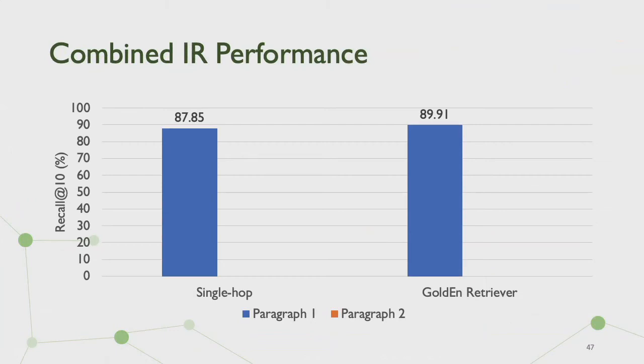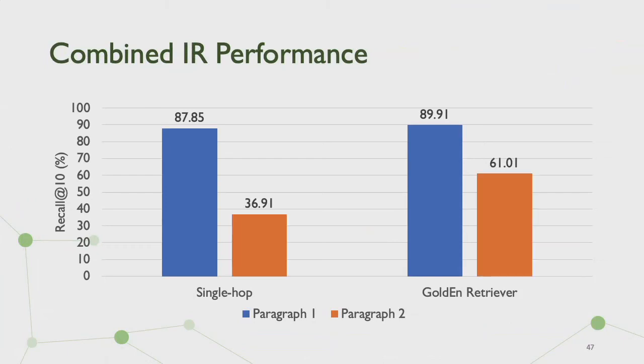We're comparing two systems. One is single hop, which basically queries the search engine with the question. And on the right side is our system. You can see that on the first hop, these two systems aren't actually all that different. We probably gain a little bit by filtering out some of the noise in the questions. But on the second hop, we improve recall by about 25%, which means we raise the ceiling for the question answering model just by improving the recall for these paragraphs.